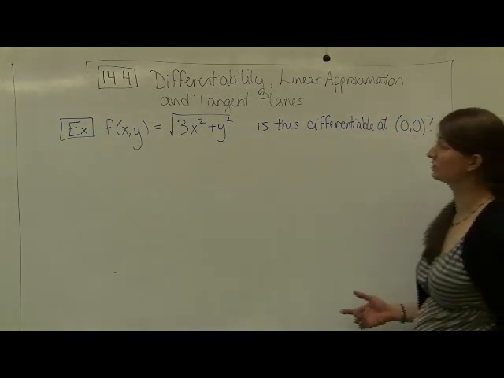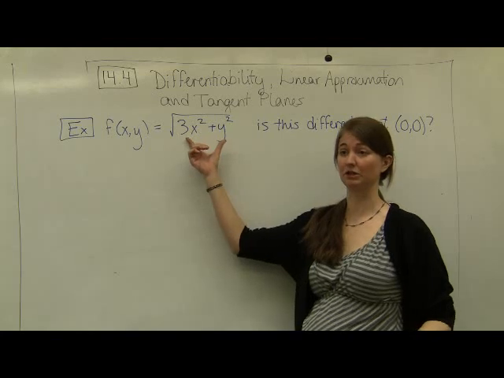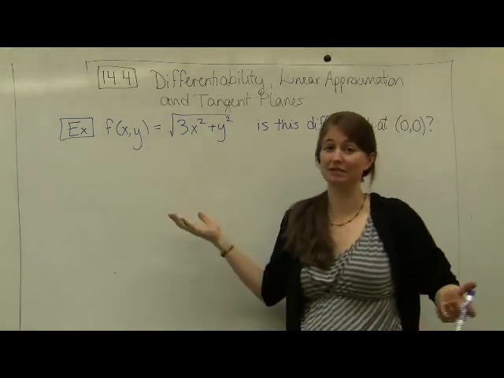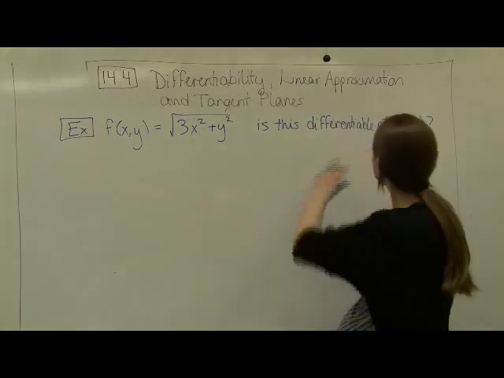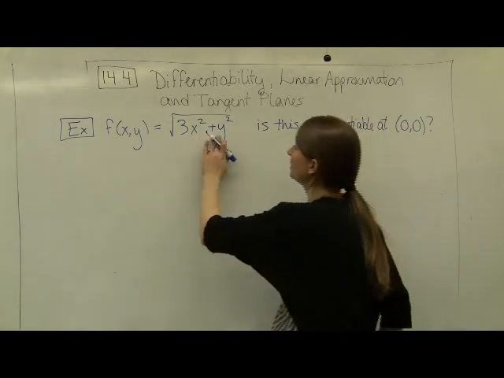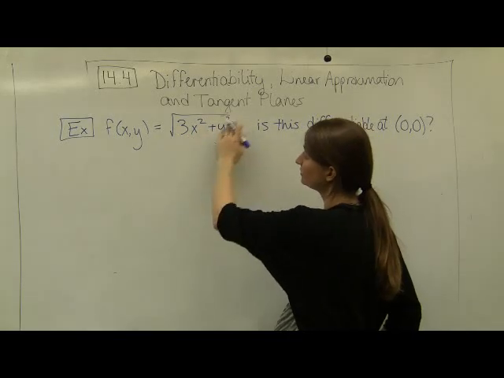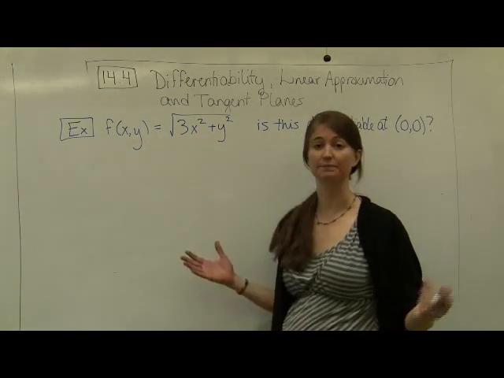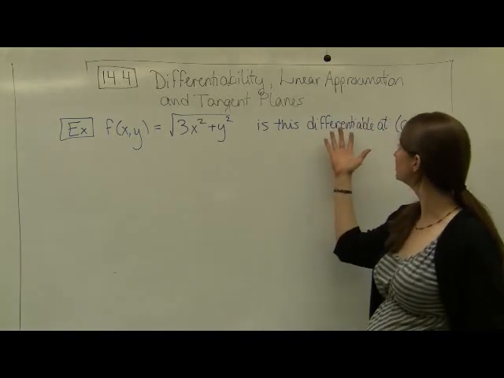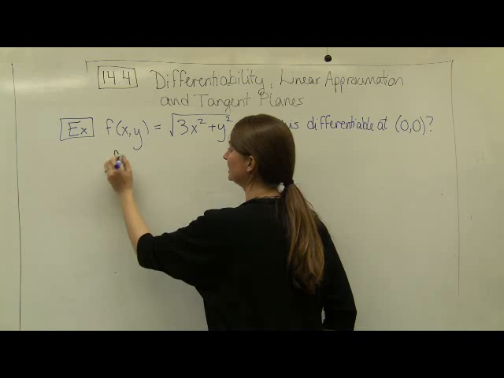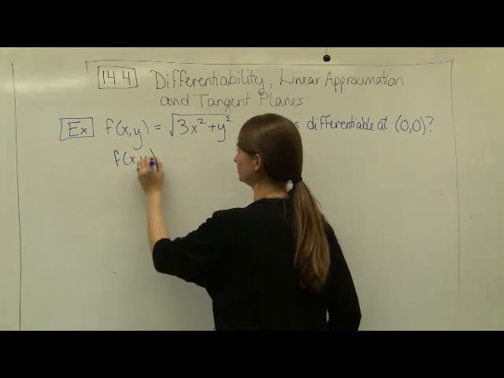Well, the first thing that I might check is, is this function even defined at (0, 0)? Because if (0, 0) isn't part of this function's domain, then of course it's not going to be differentiable there. But as I plug in the point (0, 0), I get the square root of 0, and my functional value is 0. So it is defined, but in order to determine whether or not it's differentiable, we're going to take our partial derivatives and evaluate them at the point that we're interested in.